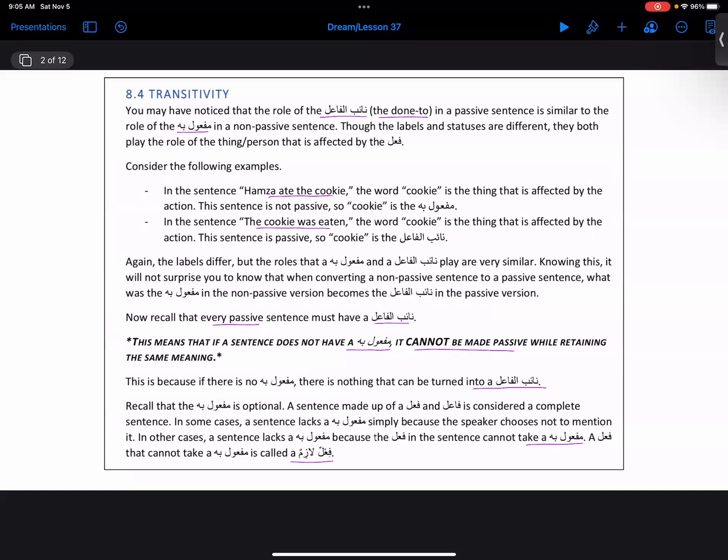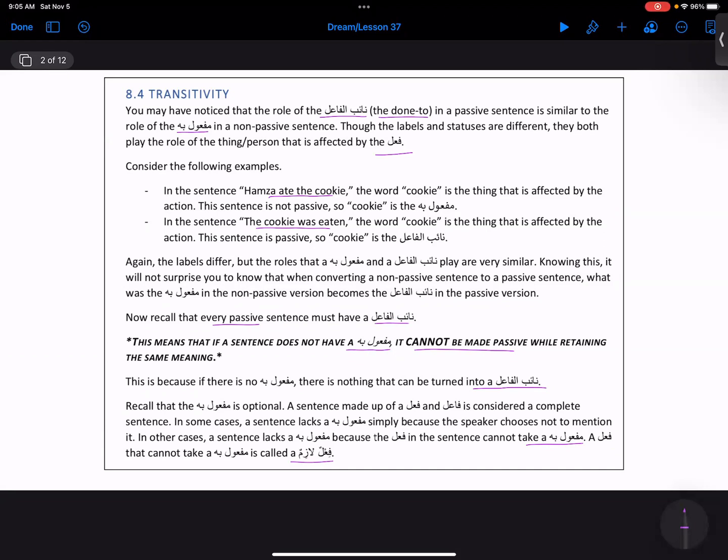Because our fail is supposed to be always rafa, right? But this done to, which is object, which is maf'ulun bihi. So maf'ulun bihi, the status is what? Nasab. So their statuses are different. A label and status, both are different, right? They both play the role of the thing, person that is affected by the fail.